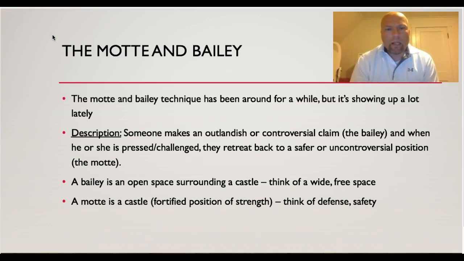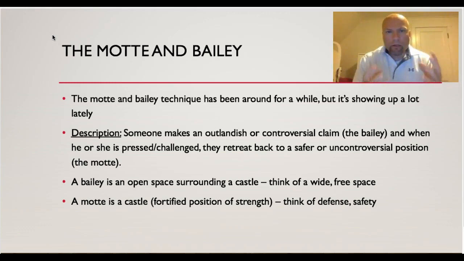Bailey. All right, and it's a technique that has been around for a while. And essentially, what happens with the Motte and Bailey is someone makes an outlandish, controversial, way out there claim. They make an argument for this position. And then when they're challenged on it, they retreat back to a safer or uncontroversial opinion. And in a way, they act like that's what they were saying all along. And that is known as the Motte.